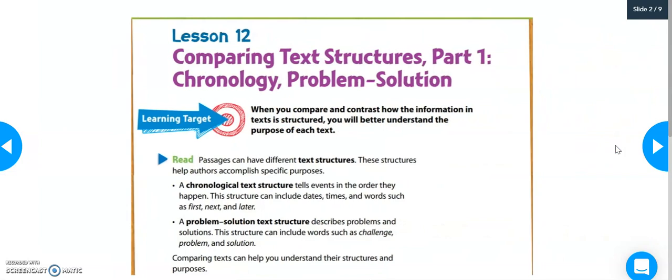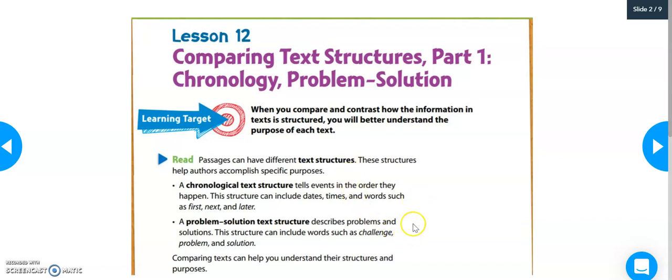Lesson 12 was comparing text structures, chronology, and problem and solution. Our learning target is when you compare and contrast how the information in text is structured, you will better understand the purpose of each text. So we're going to read or listen to some passages that have different text structures. These text structures help authors accomplish specific purposes.